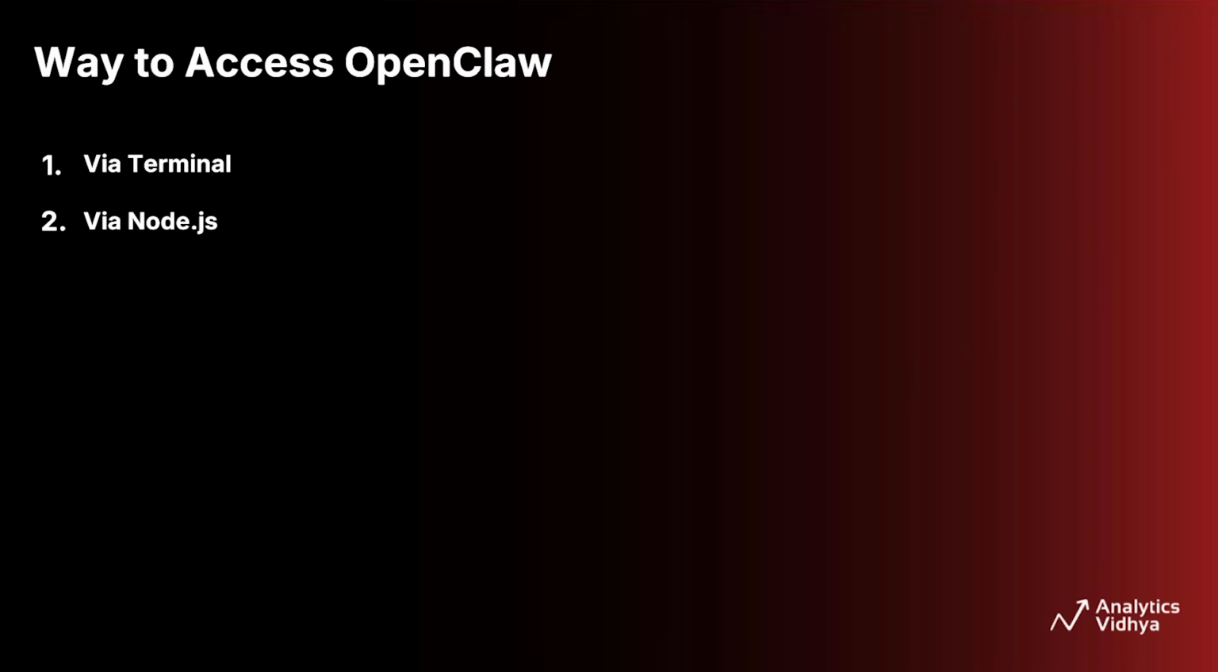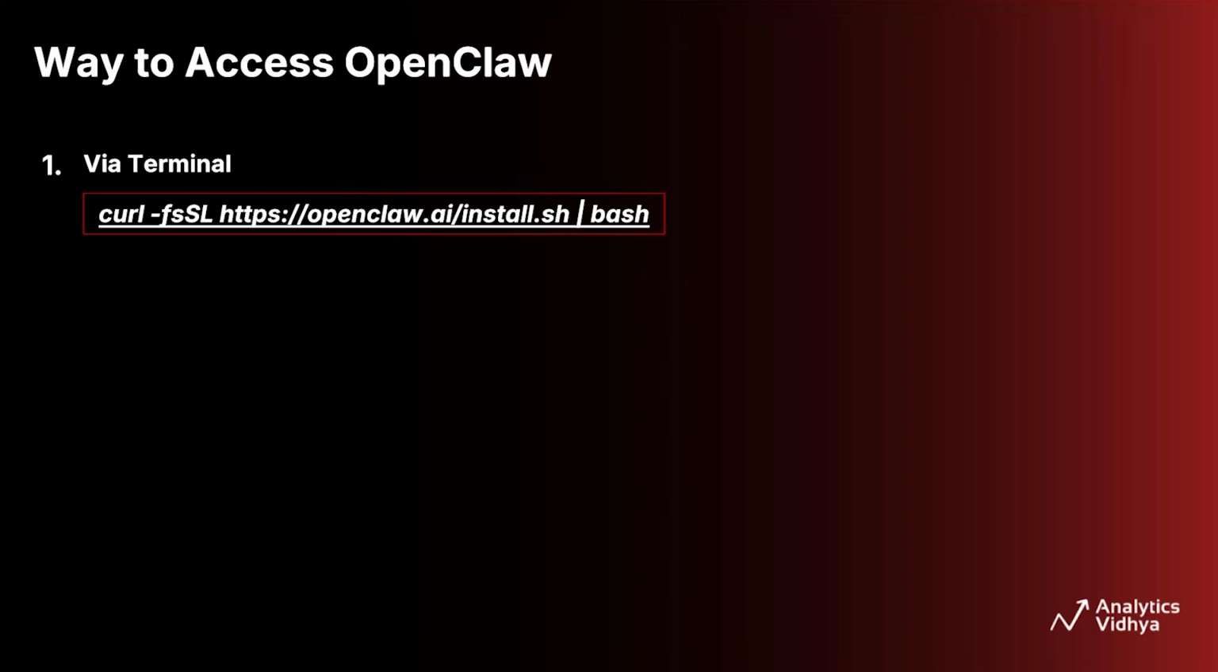There are two ways to access OpenClaw. The first is directly through the terminal, which is quick and straightforward. The second is via Node.js, which is more structured and flexible, especially if you plan to extend or customize OpenClaw later. Let's start with terminal-based installation.